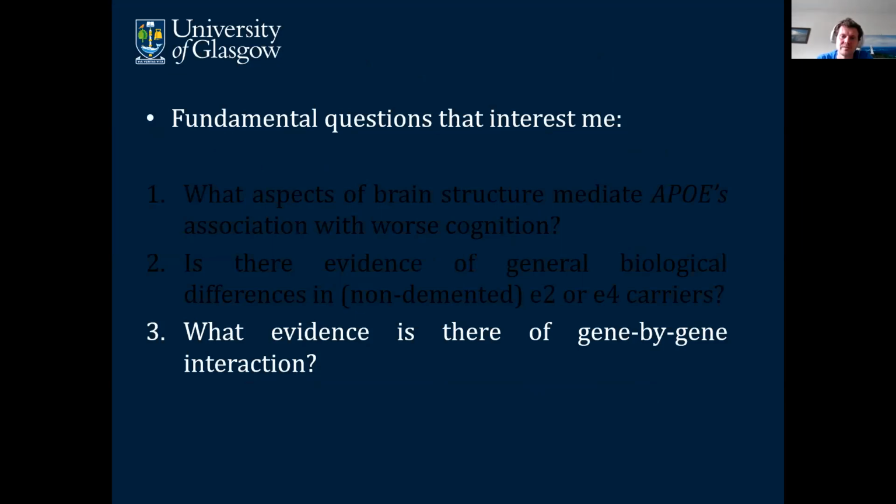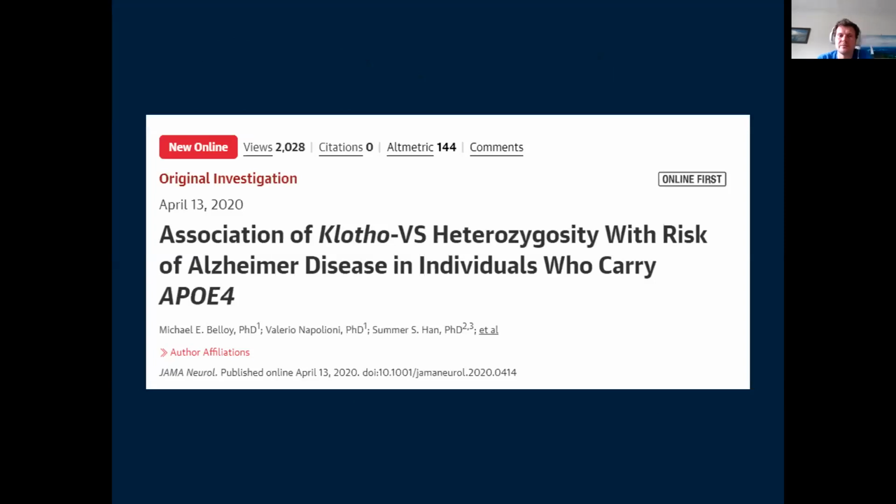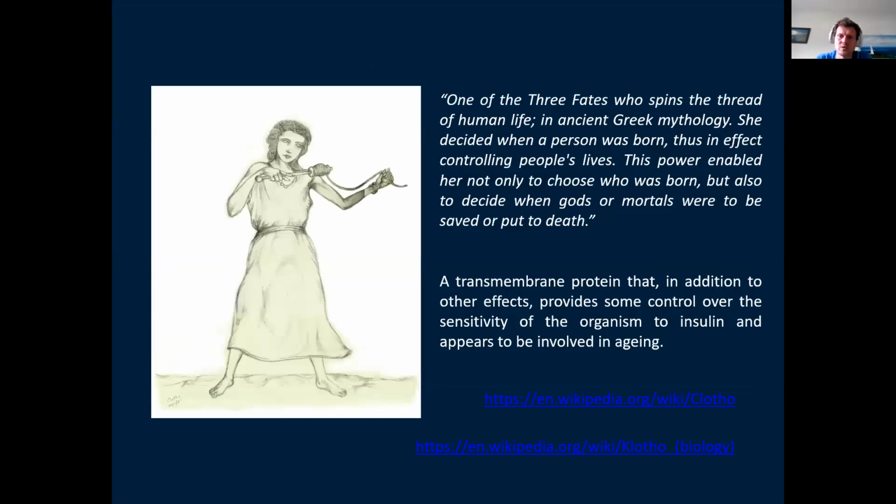So moving on to the third thing which interests me, what evidence is there of gene by gene interaction? This is really hot off the presses. About a month ago, there was a really big study which showed that a huge amount of ApoE4's association with Alzheimer's disease can seemingly be offset if you have heterozygosity in the klotho gene, a 2-SNP diplotype, which can be indexed by one particular SNP. What they basically showed was that if you're heterozygous for this klotho mutation and you have ApoE4, basically half of your risk of Alzheimer's disease goes down.